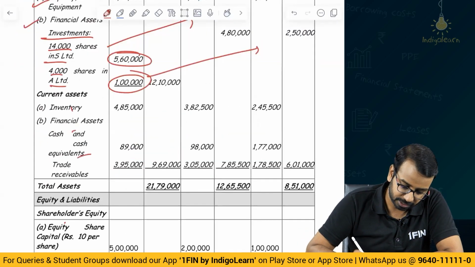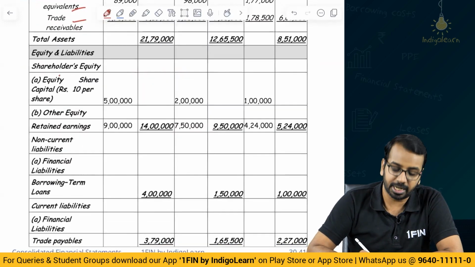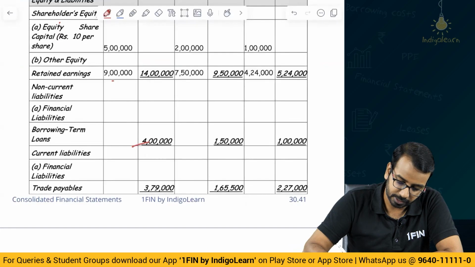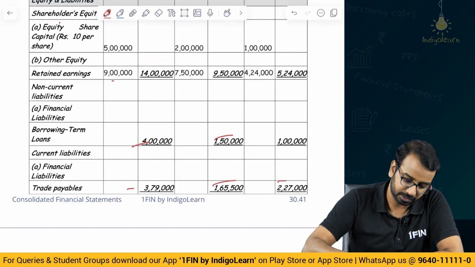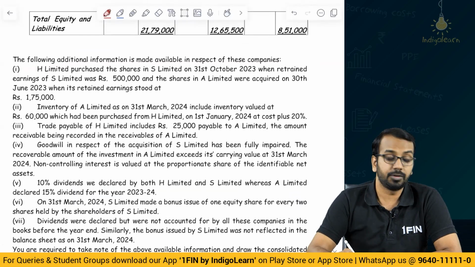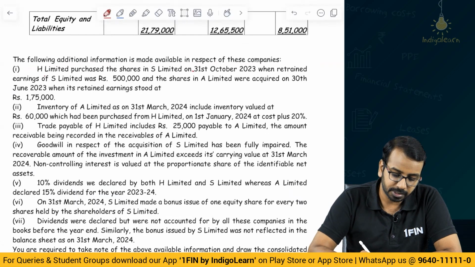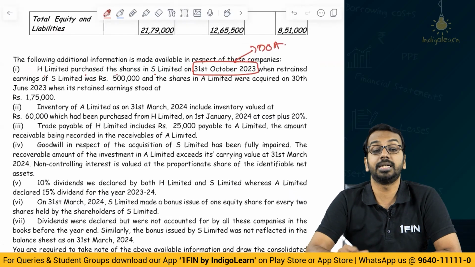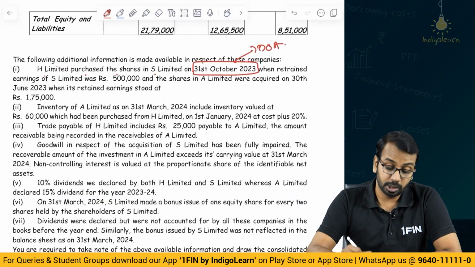Inventory, financial assets, cash, trade, okay. Equity, share capital, other equity, non-current liabilities, borrowings have been given and trade payables have been given. So far, so good. The following information is made available in respect of these companies. H Limited purchased the shares of S Limited on 31st October of 23. This is the date of acquisition. Please remember, it is a mid-year acquisition. They have acquired during the year.